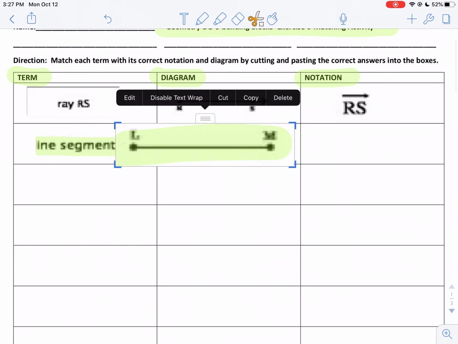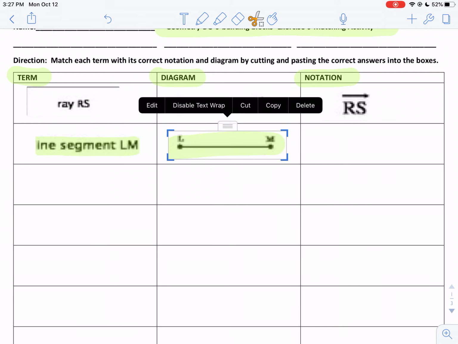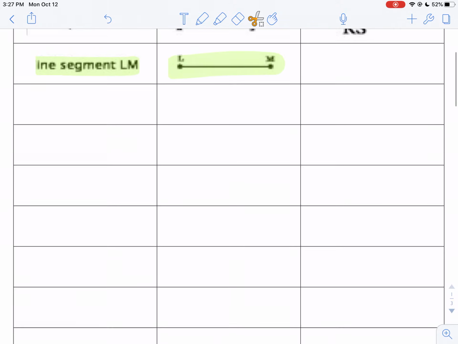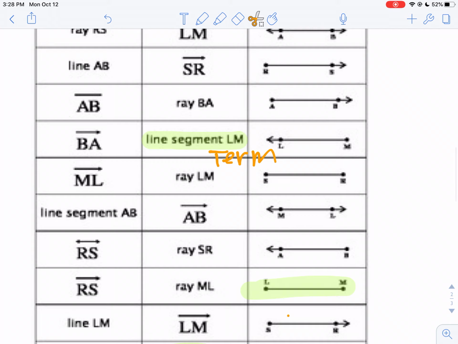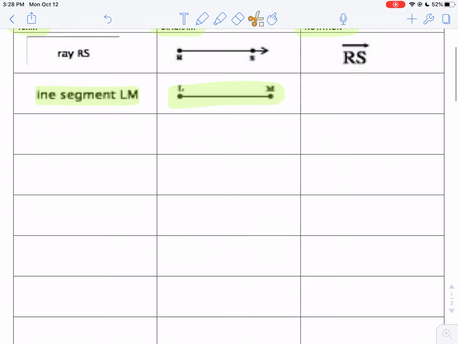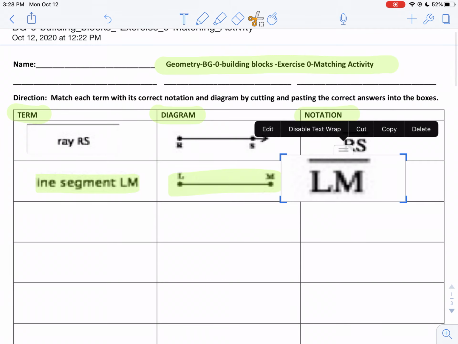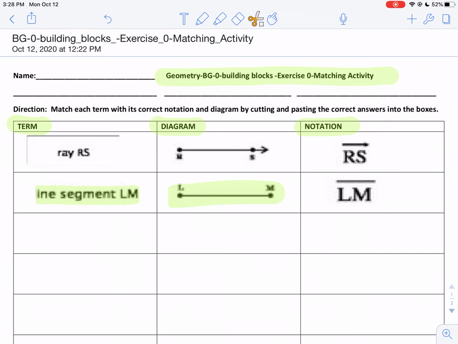See, when you do this, just make sure that you double check your work. I don't know about you guys, but I make mistakes all the time, so I always double check my work, or I work with somebody and we just check each other's work, and that way I make fewer mistakes. Okay, and then I need my notation now. This is my notation, LM with a bar on the top for segment, and I'm just gonna put it right here. Okay, and resize. All right, so that's how you do this activity, okay?